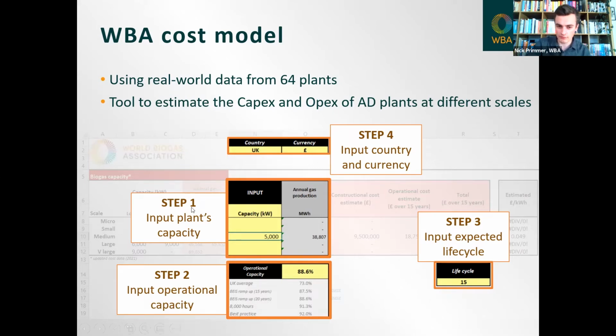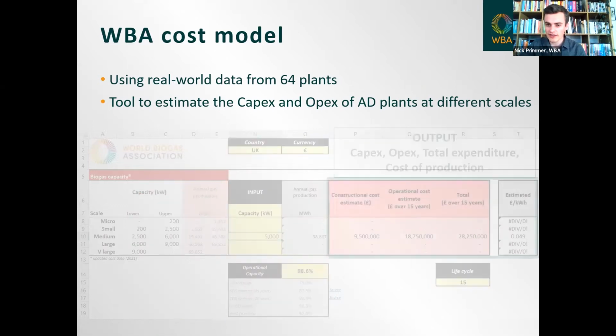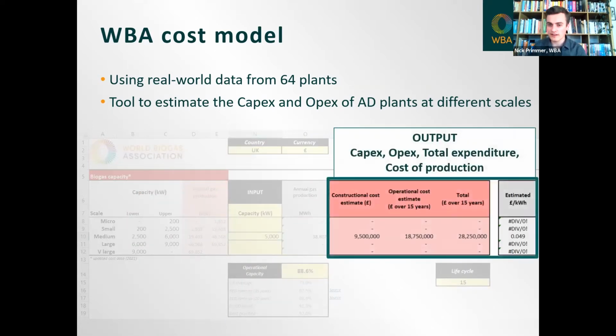So all of those cells in yellow are editable. Once those 1, 2, 3, 4, 5 pieces of data are input, you can then start looking at the output. Here you can see the construction cost, in this case £9.5 million, and the operational cost over the 15-year period, 15 years being the life cycle specified. So that's £18.75 million over the 15 years. And then the total, just adding those together, is the total cost over its entire life cycle.